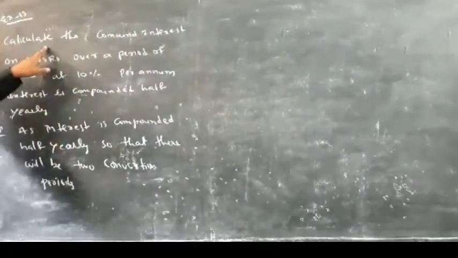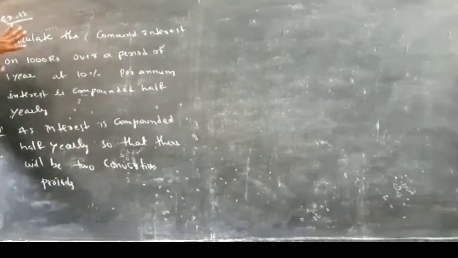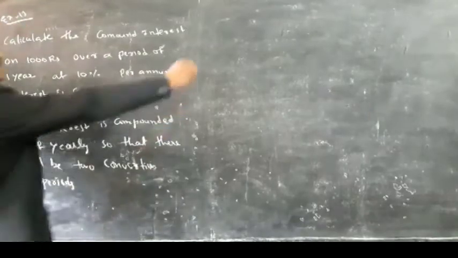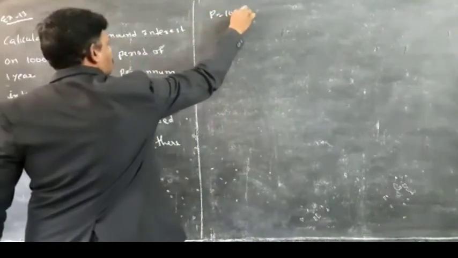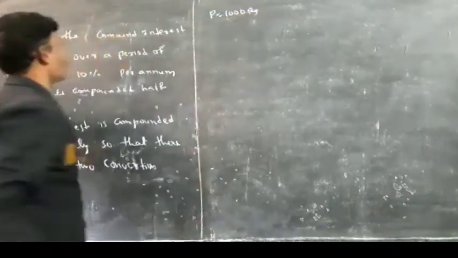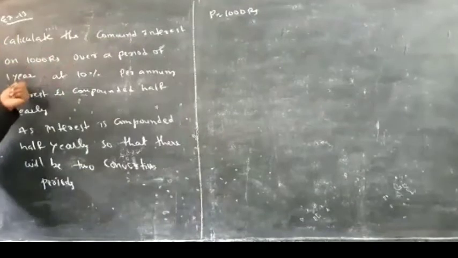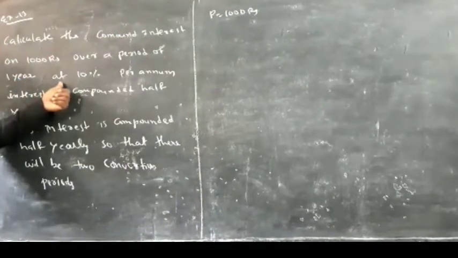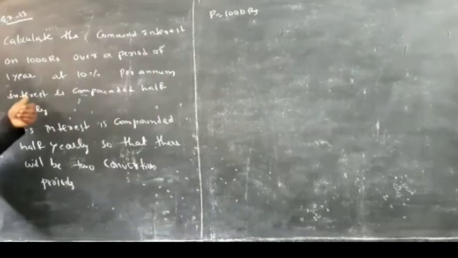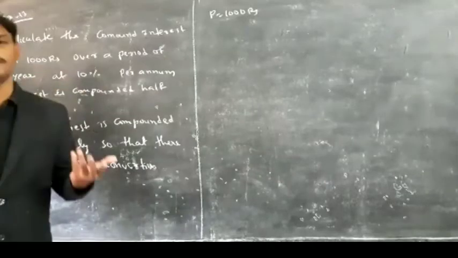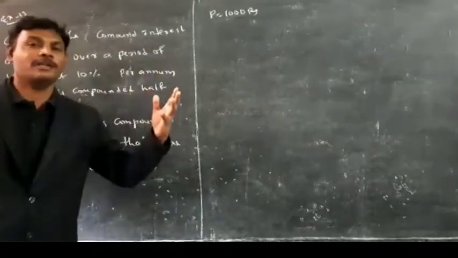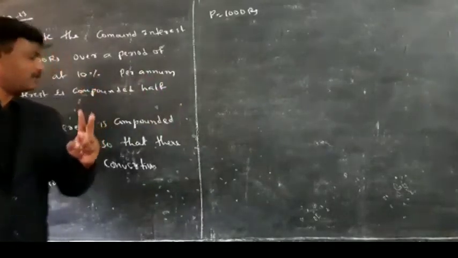Here, calculate the compound interest on 1,000 rupees. What is the principal amount here? P is equal to 1,000 rupees over a period of 1 year. What is the time period here? 1 year, at 10% per annum. Interest is compounded half yearly. So every half year he has to pay the interest. So in 1 year, how many half years? 2 half years.